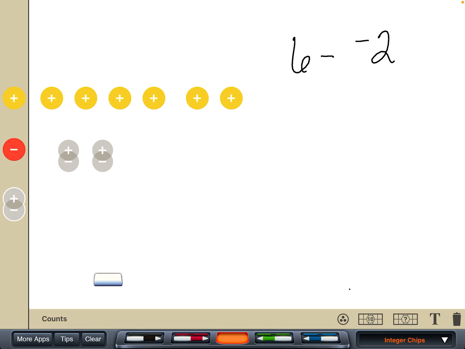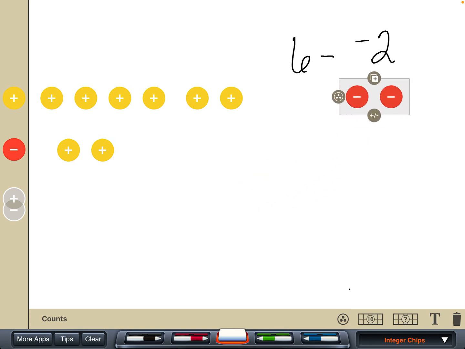So let's separate these into positives and negatives, right? So now I can take the negatives and I can take them away. So what do we have left? So we have 6 here and 2 more will make 8. So 6 take away negative 2 is 8. I know it seems confusing, right? Don't worry, we'll practice. You'll get it.